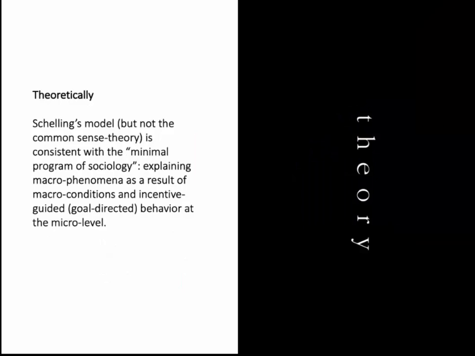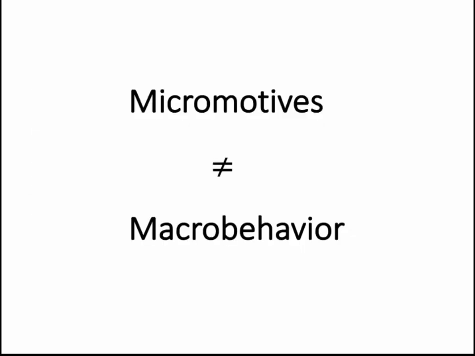So it is consistent with that empirically, and theoretically it's also something that we call the minimal program of sociology, that we try to explain macro-level phenomena as a result of micro conditions, individual micro-level goal-directed behavior. His book was titled Micromotives and Macrobehavior, and the whole point of it is that micromotives are not equal to macro behavior. In fact, they can be opposite to each other, right? And that's sometimes hard to grasp.